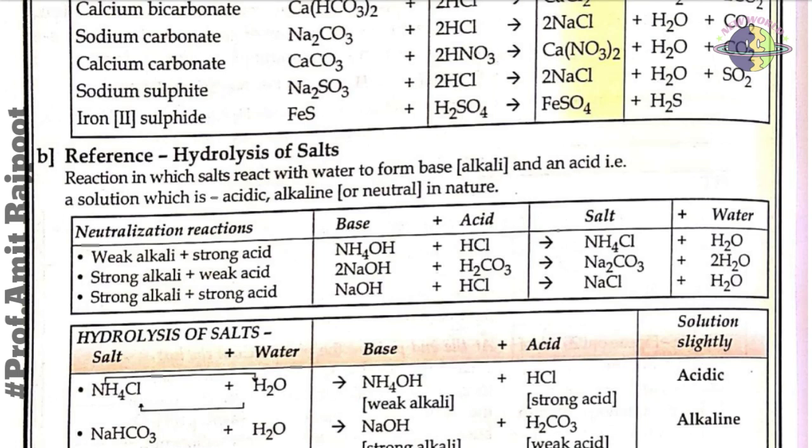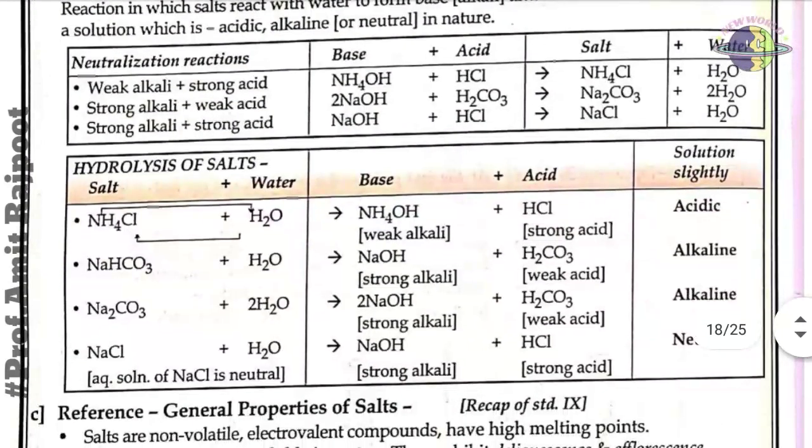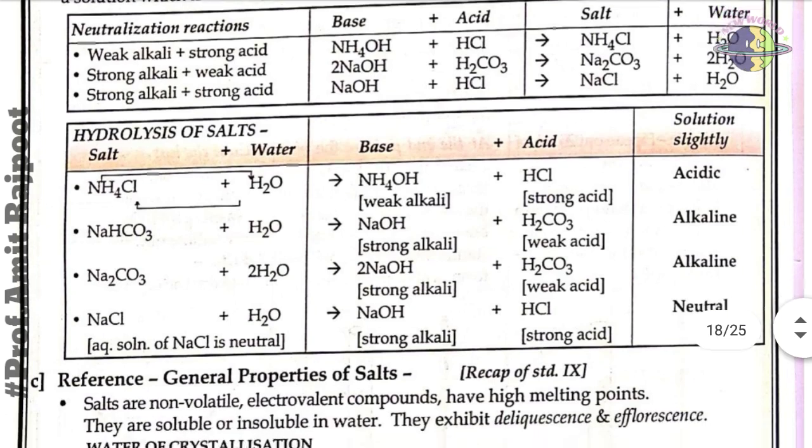Whenever a weak alkali is treated with a strong acid, you will obtain salt plus water. Base NH4OH and acid HCl will combine to form NH4Cl and water. There are different other examples you can study. Hydrolysis of salt NH4Cl plus H2O is done to form an acidic solution. NH4OH plus HCl, in which NH4OH is a weak alkali and HCl is a strong acid, combine to give an acidic solution. If you take a strong alkali and a weak acid, you will get an alkaline salt.